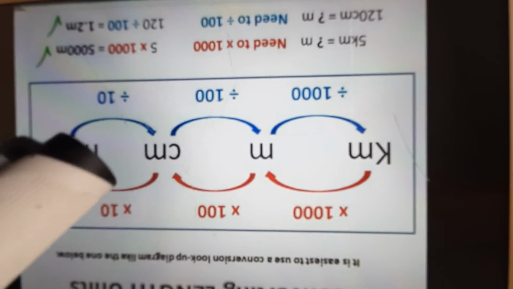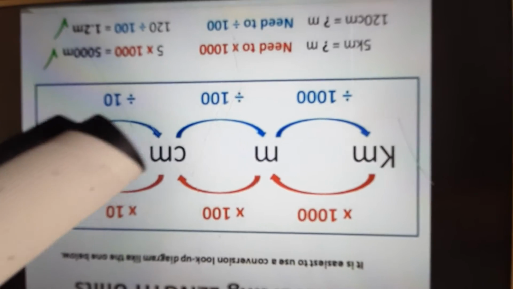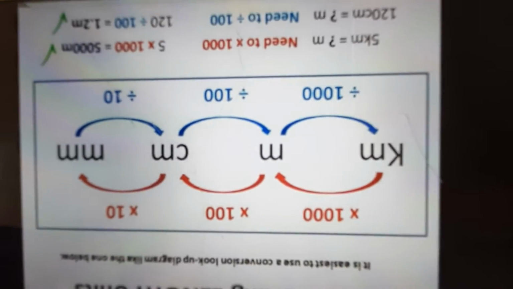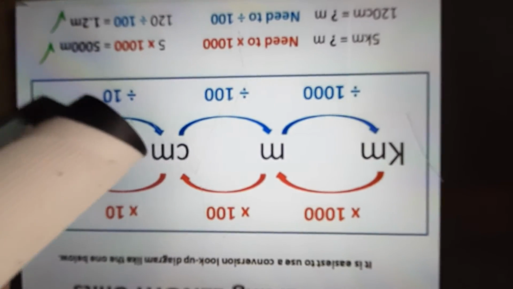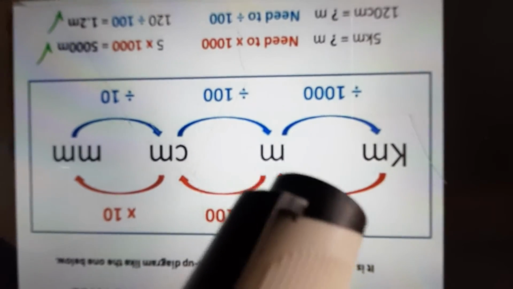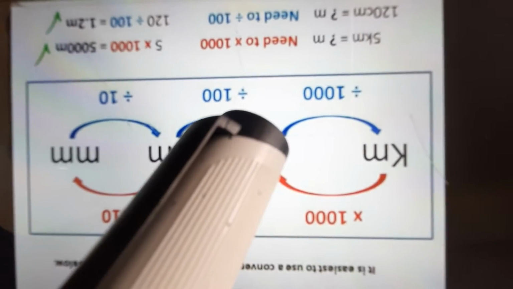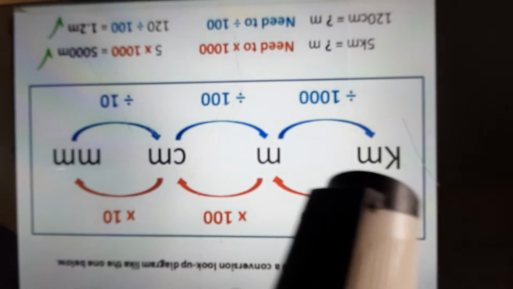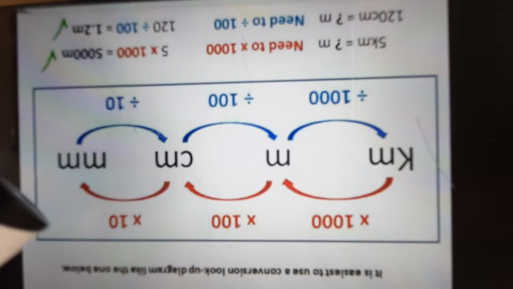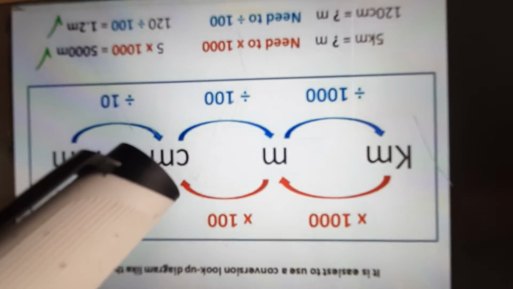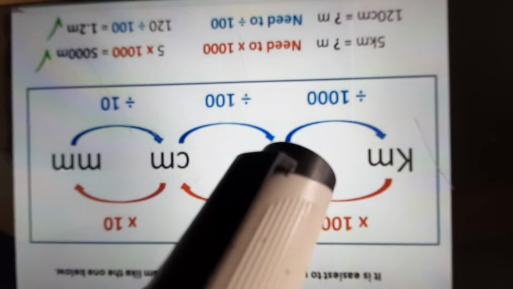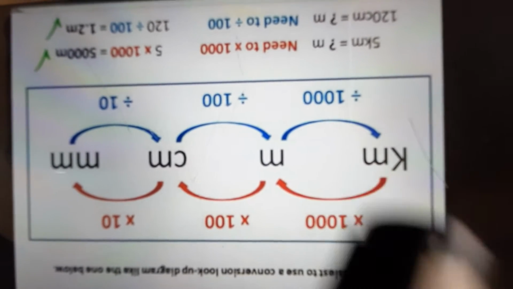And if you want to move from smaller to greater, you have to divide. Like if you want to convert millimeter to centimeter, you have to divide by 10. If you want to go from centimeter to meter, as we have done in previous question, you have to divide by 100. If you want to convert meter to kilometer, you have to divide by 1000, right? So 1 millimeter is equal to 1 by 10 centimeter, 1 centimeter is equal to 1 by 100 meter, 1 meter is equal to 1 by 1000 kilometer.